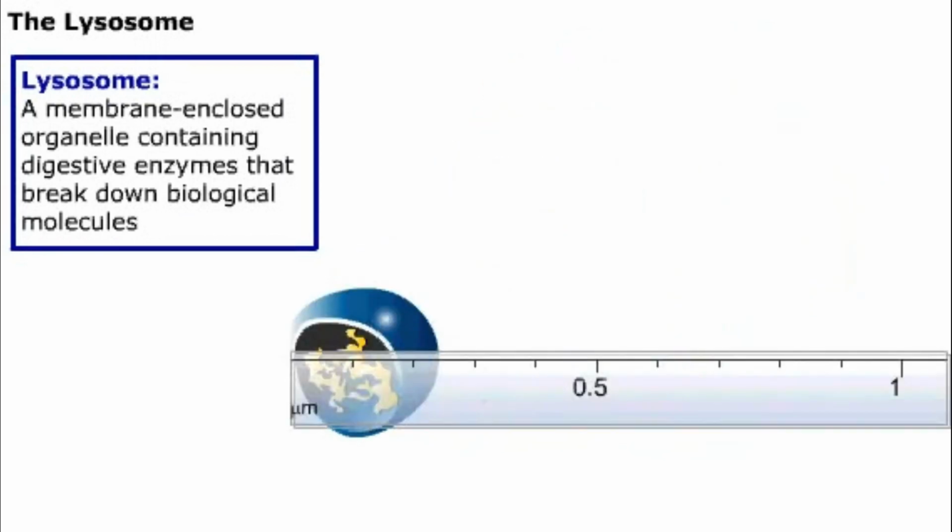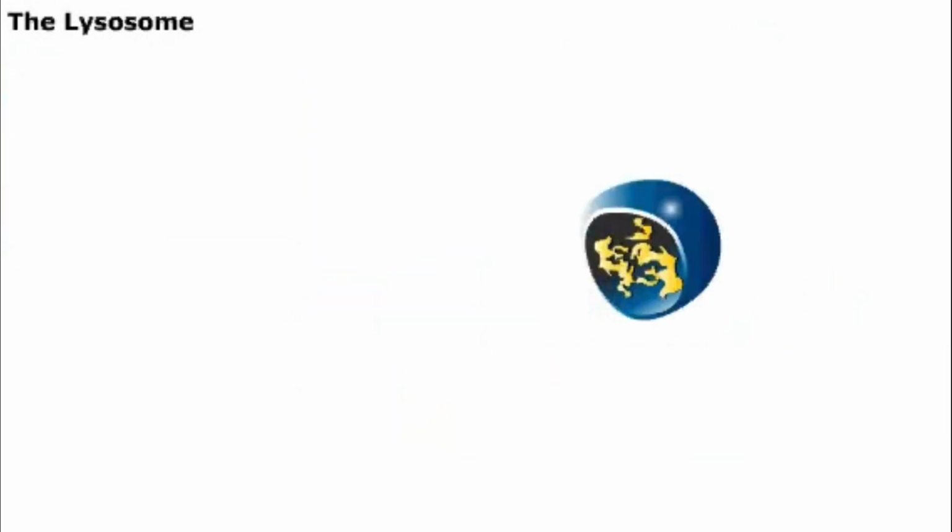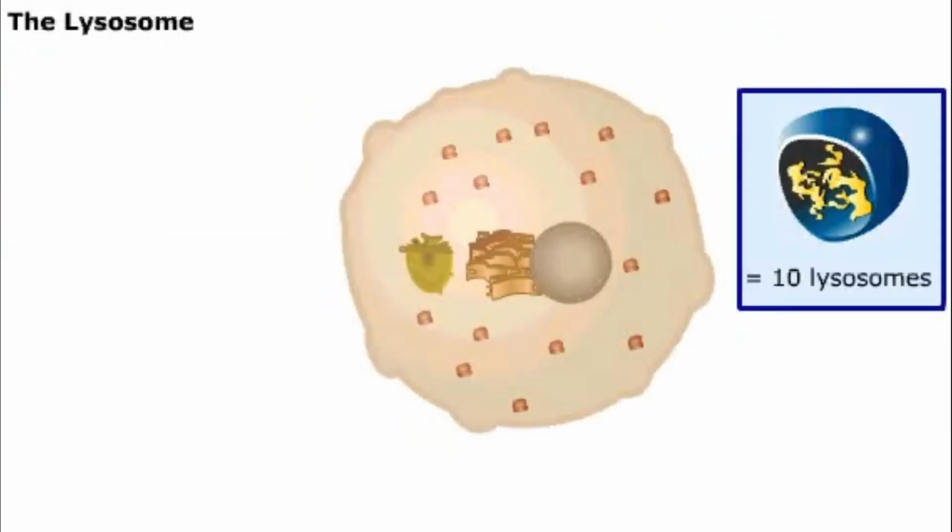This lysosome looks like it's about 0.25 micrometer in diameter. Each of these symbols represents 10 lysosomes. A typical liver cell has between 200 and 400 lysosomes. How many symbols should we include in our cell? Enter a number in the box, then click Submit.